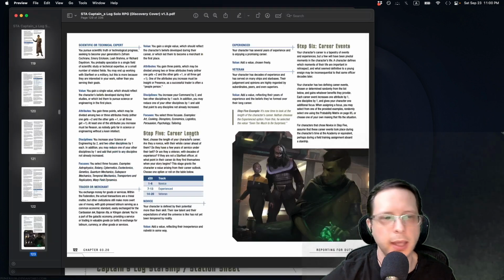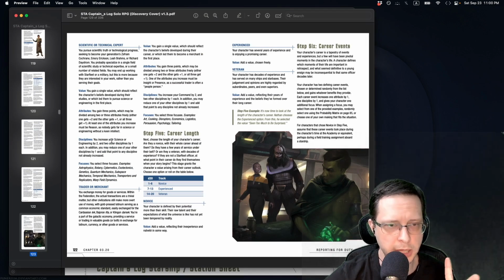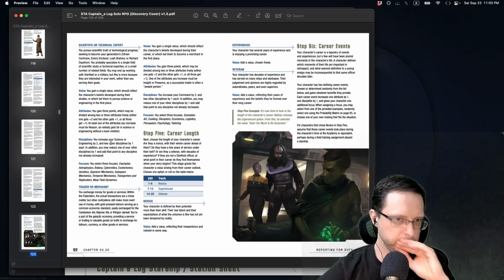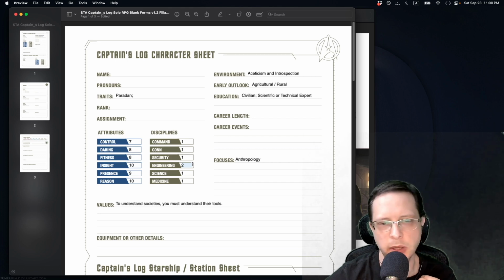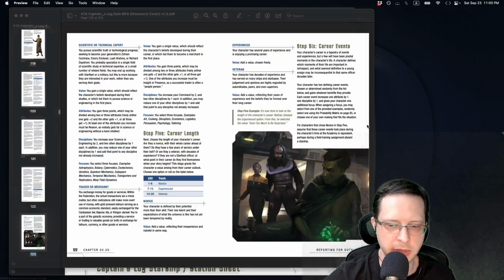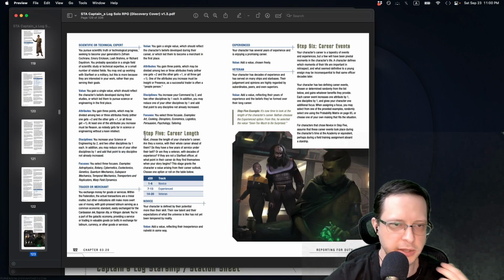Okay. Our disciplines. We increase your science or engineering by 2, and then 2 other disciplines by 1. In addition, you may reduce one of your other disciplines by 1 in order to shift that point to a discipline that has not already been increased. Okay, so basically, we have a point in engineering, so unless we don't put anything in engineering, that's not going to happen.